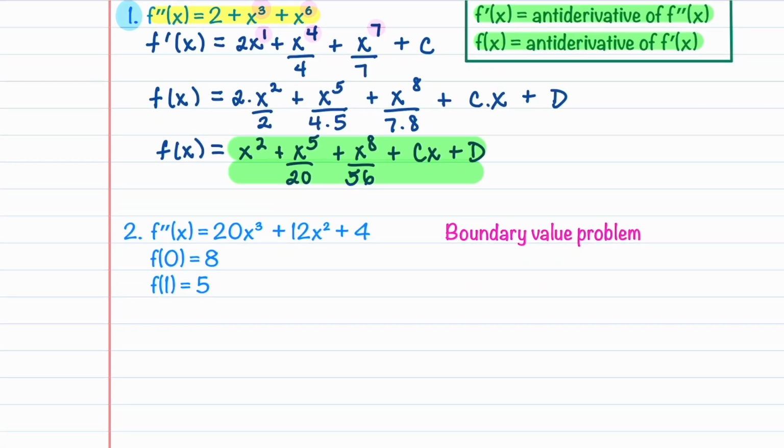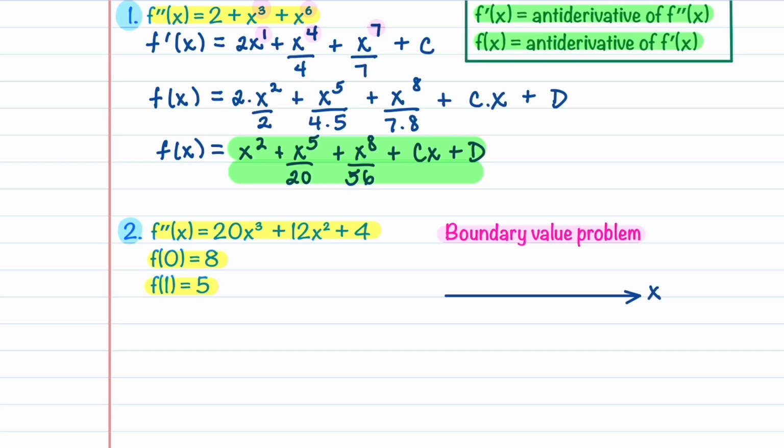In our next example, we are given that f double prime of x is 20x cubed plus 12x squared plus 4, and we're also given that f of 0 is equal to 8 and f of 1 is equal to 5. This type of example is called a boundary value problem because we're given the values of the function at 0 and at 1.